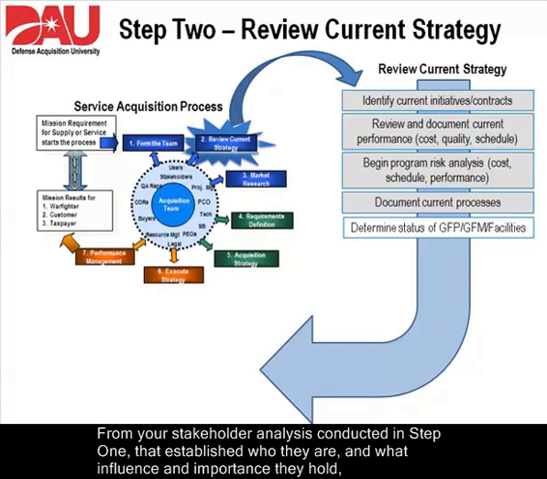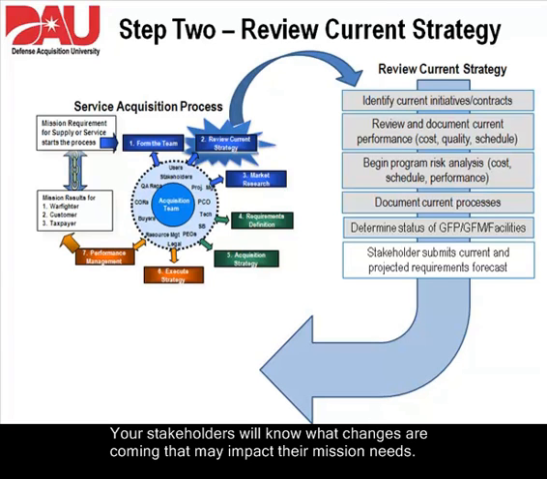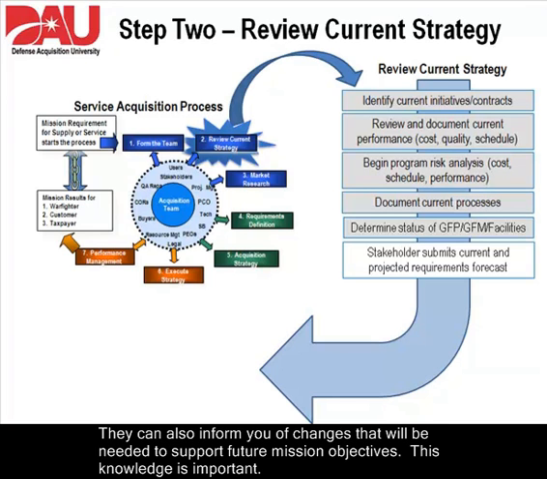From your stakeholder analysis conducted in Step 1 that established who the stakeholders are and what influence and importance they hold, you need to go interview these stakeholders to identify their expectations. Your stakeholders will know what changes are coming that may impact their mission need. They can also provide scoping information in terms of potential increases or decreases in the amount of services required. They can also inform you of changes that will be needed to support future mission objectives.